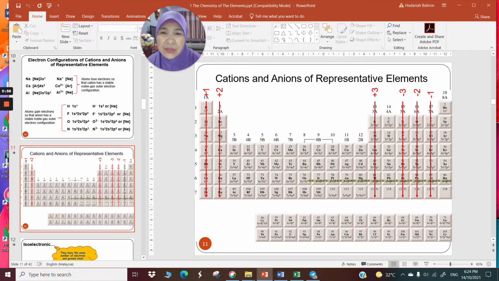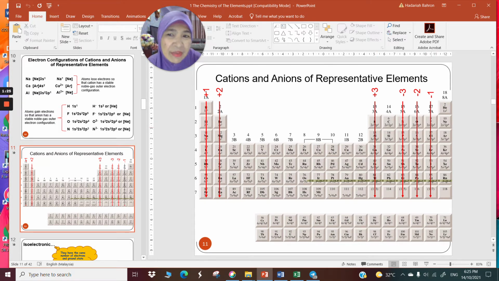Those in the second group, when they become cations, will have a charge of +2 to look like this noble gas. Whereas in the P block, the elements in the third group will have a charge of +3.